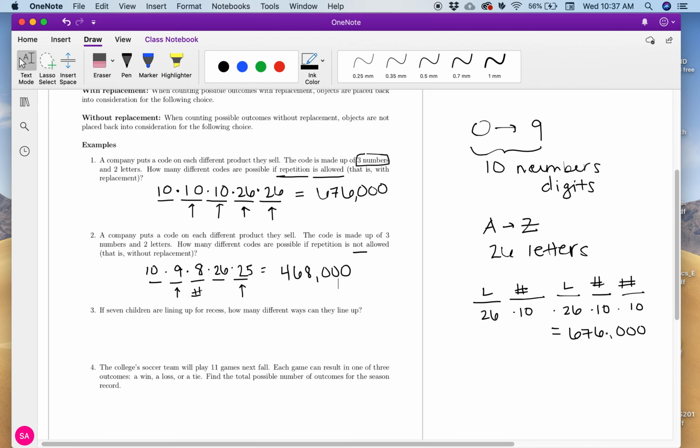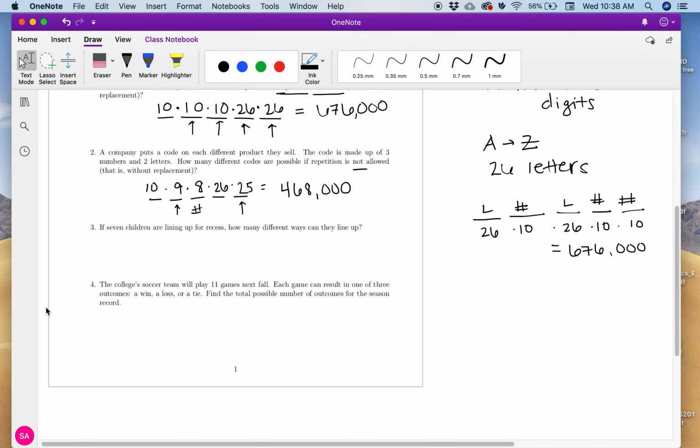Okay, let's look at another example. Number 3. If 7 children are lining up for recess, how many different ways can they line up? Okay, so we got 7 kids. So I'm going to make a space for 7 different objects. 1, 2, 3, 4, 5, 6, 7. Okay, so we have 7 children lining up. So the first spot, there's 7 different possibilities, right? Any of those kids could be in that very first position.